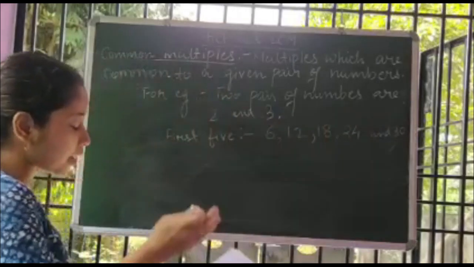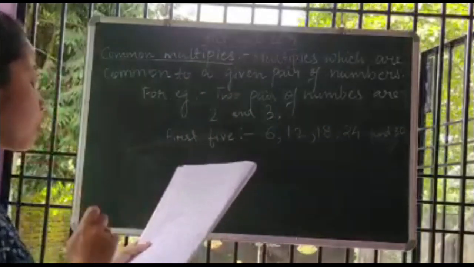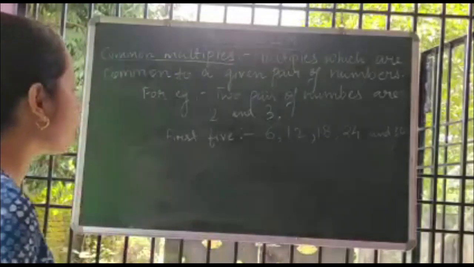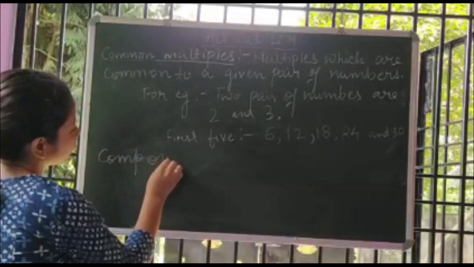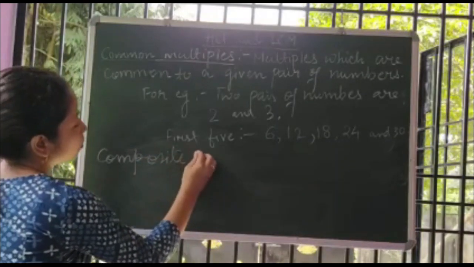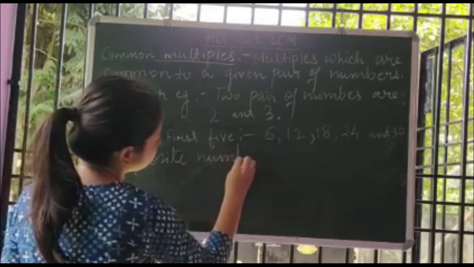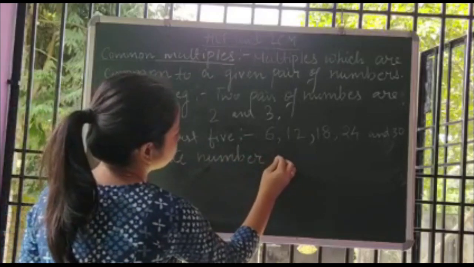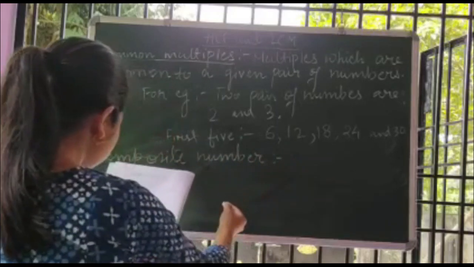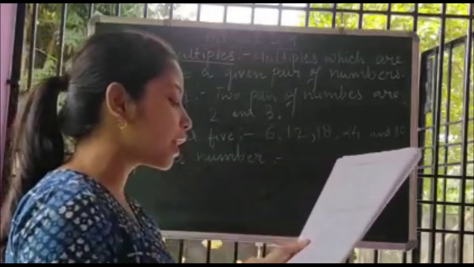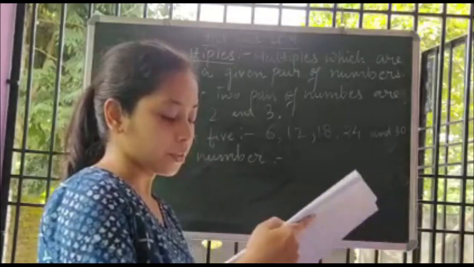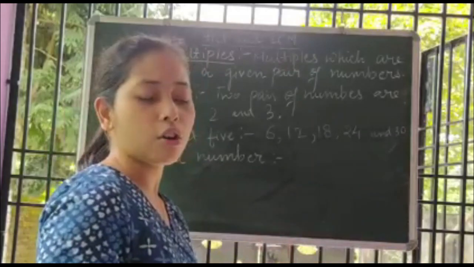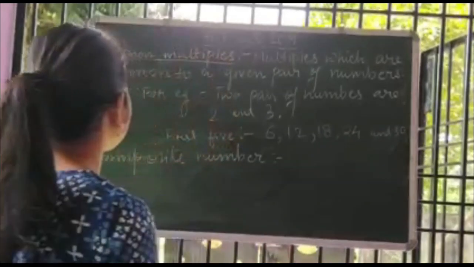Is it clear? Now let us come to the next point, that is composite number. What do you mean by composite number? Composite number. So what is a composite number? A number that has more than two factors. Okay, a number that has more than two factors. Now let us check what are composite numbers.